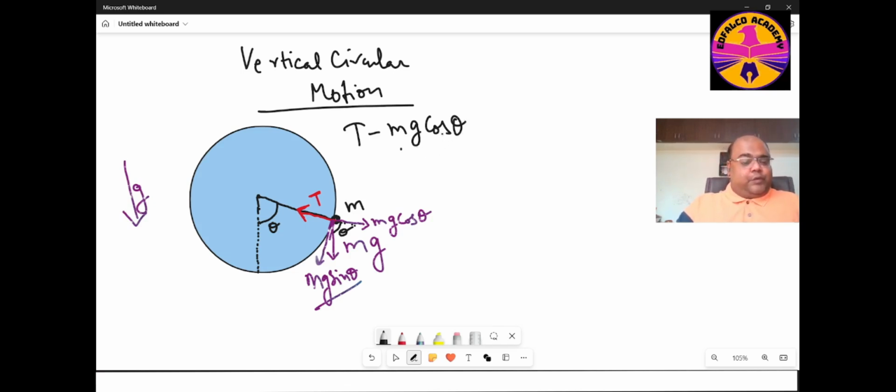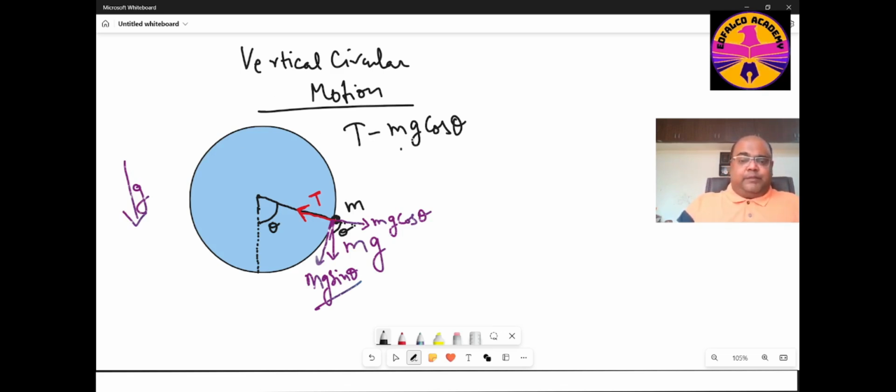And now this force is what is keeping it in the circular motion. So this force is responsible for providing it the centripetal acceleration. Because you already know that if the body is always being accelerated towards the center, then it will try to keep in the circular path. So this particular resultant force, which is T minus mg cos theta, is going to provide the centripetal acceleration.